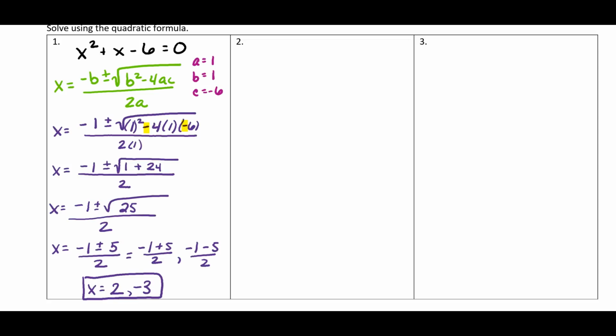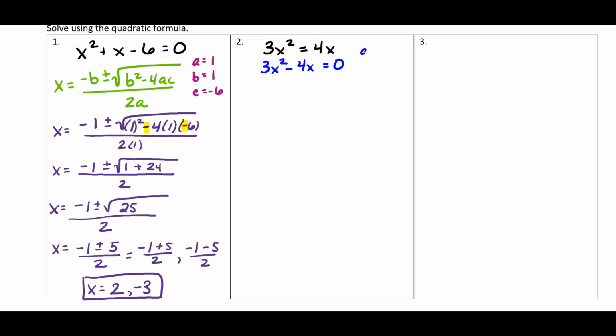So let's try number 2. Number 2 is going to be 3x squared equals 4x. So the first thing we have to do is get this into standard form. I know it's not, because it doesn't equal 0. So to get it into standard form, I'm going to have to subtract the 4x to the other side. That would give me 3x squared minus 4x equals 0. This is now in standard form.